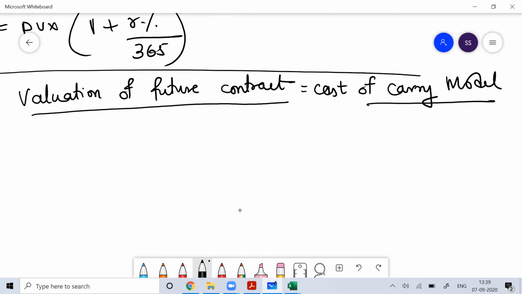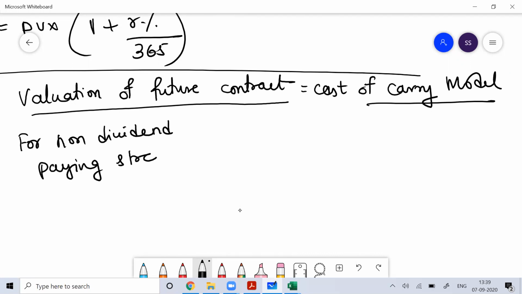Under the cost of carry model, for a non-dividend paying stock, if I calculate the futures price, the formula is F is equal to S naught e to the power RT. This is the formula. Understand, dividend is like an income. S naught is the cost, the spot price. If you buy the stock right now, the price you need to pay is S naught.